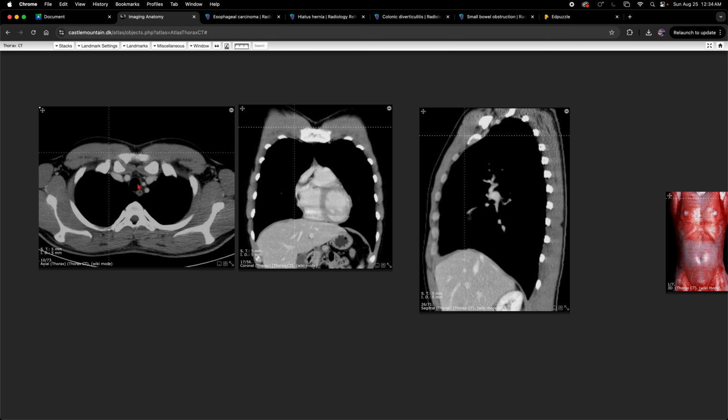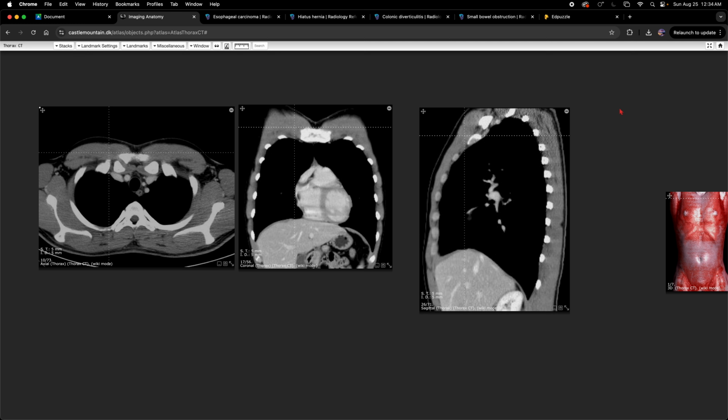So remember, earlier we talked about atomic number. We said that things with low atomic number show up as black on the image. So you can imagine where there's air, it's going to be black. So that's the trachea, and the esophagus is right behind that.